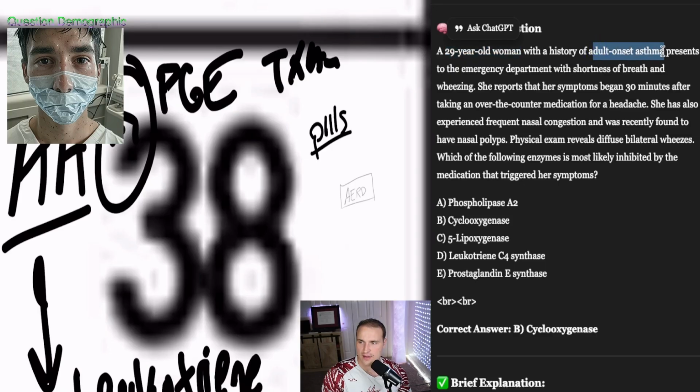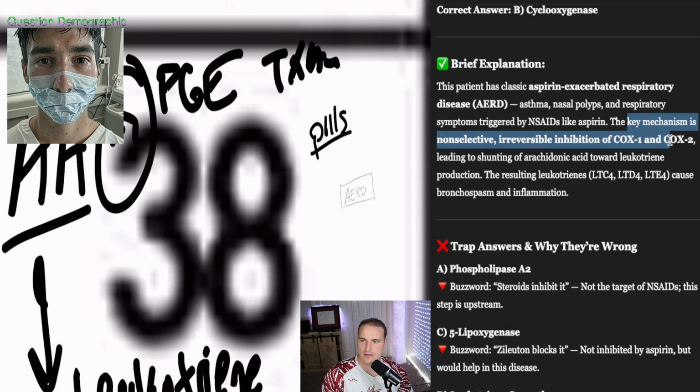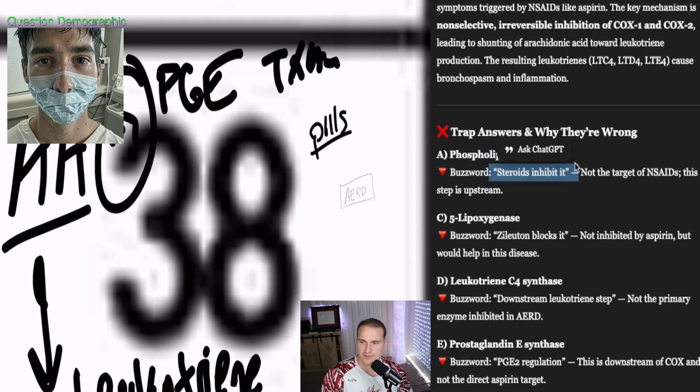And they have new onset asthma, and present with shortness of breath and wheezing 30 minutes after taking an over-the-counter medication. So it's aspirin exacerbated, and you just have to know the mechanism of aspirin is cyclooxygenase. All right, so it's non-selective irreversible inhibition of COX-1 and 2. Phospholipase A2, steroids inhibit it. 5-lipoxygenase, zileuton blocks it, leukotriene downstream, and prostacyclin is downstream as well. So yeah, aspirin can make asthma worse. So it's important to remember glucocorticoids can block phospholipase A2, but that's way upstream. And then aspirin and NSAIDs block COX. And then zileuton blocks 5-lipoxygenase, and montelukast blocks the leukotriene receptors.